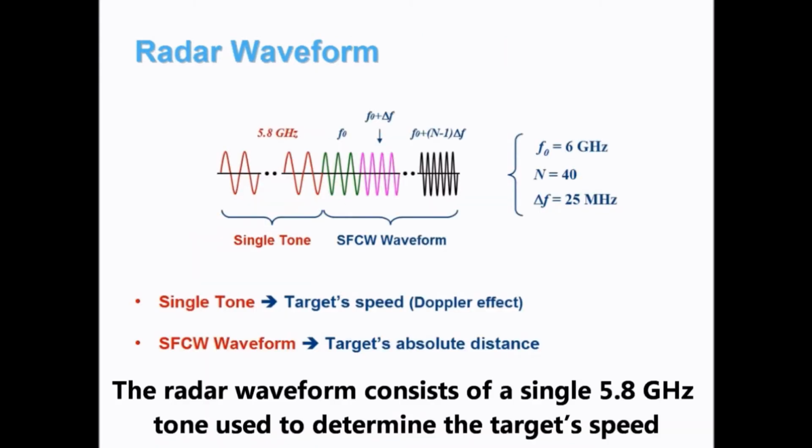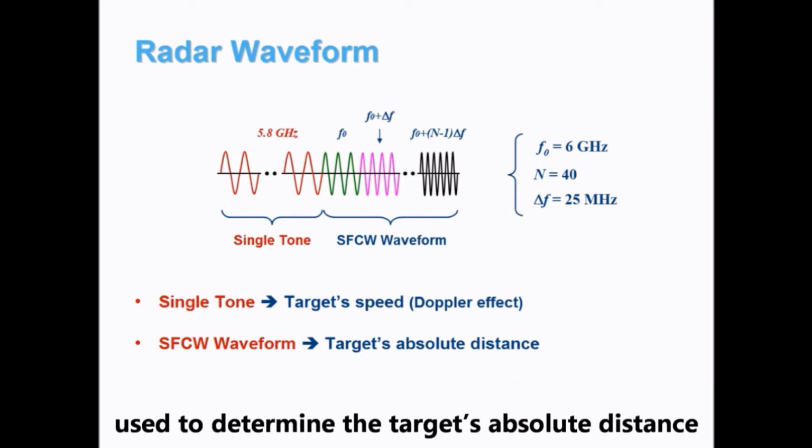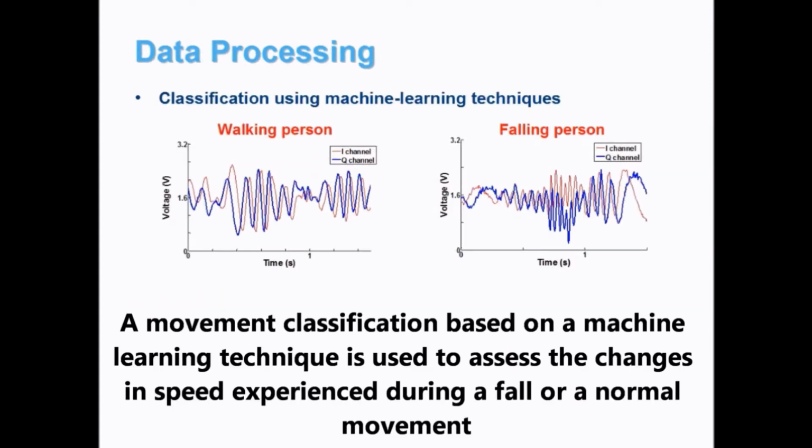The radar waveform consists of a 5.8 GHz tone used to determine the target speed, alternated with the step frequency continuous wave SFCW waveform used to determine the target's absolute distance. A movement classification based on a machine learning technique is used to assess the changes in speed experienced during a fall or a normal movement.